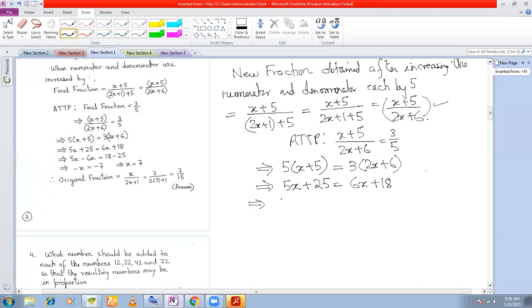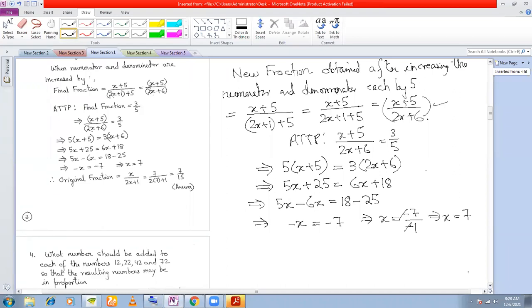Next, 5x, and you take 6x on the other side, right? And you bring 25 on the other side. So 18 remains here only on the right hand side. You bring 25 on the right hand side. So you get 5x minus 6x, you get minus x is equal to 18 minus 25, you get minus 7. So you get x is equal to, now if you divide both sides by minus 1, minus 7 by minus 1. That means x is equal to, this minus sign now cancels. You get x is equal to 7.